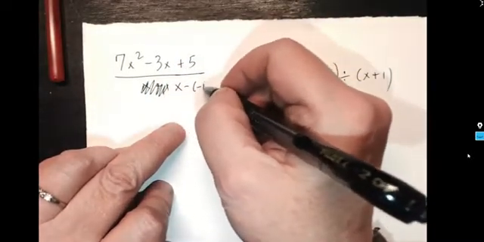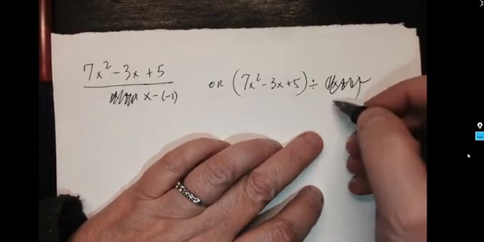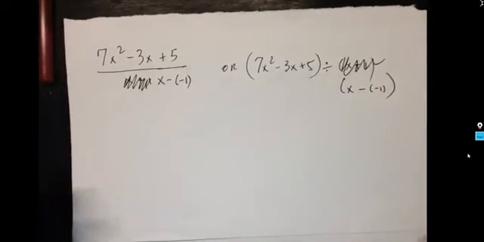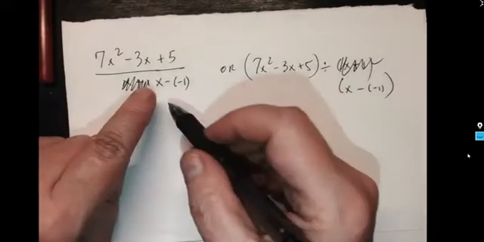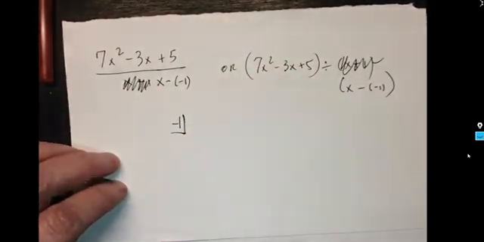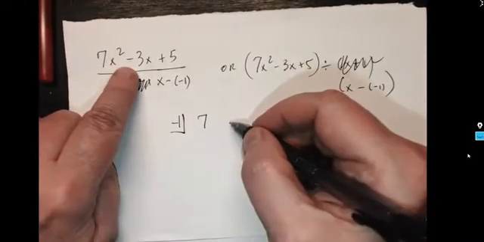If it can be written in the form of x minus a number, then we can do synthetic division with it. Okay. So now I can use synthetic division. It's x minus the number in the box. So the number in the box is negative 1. And what goes here? The coefficients of the dividend.